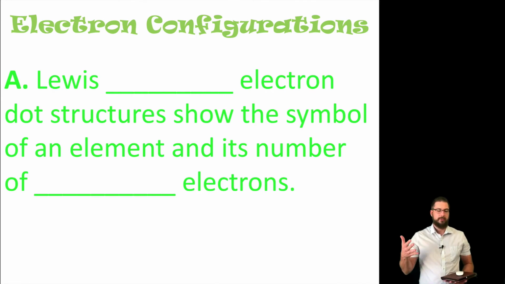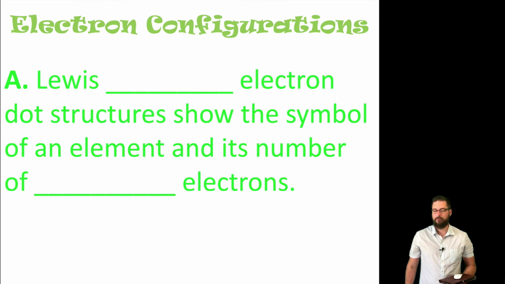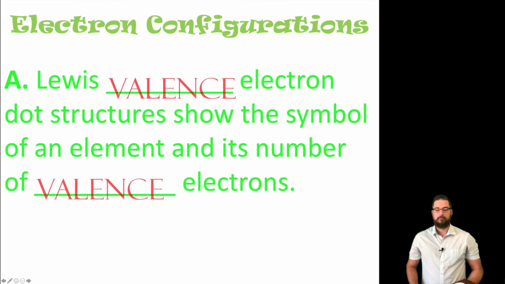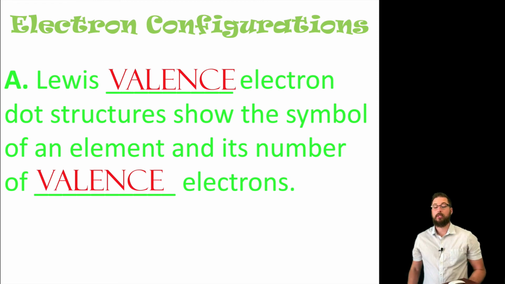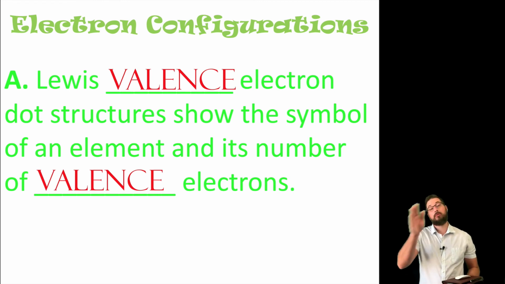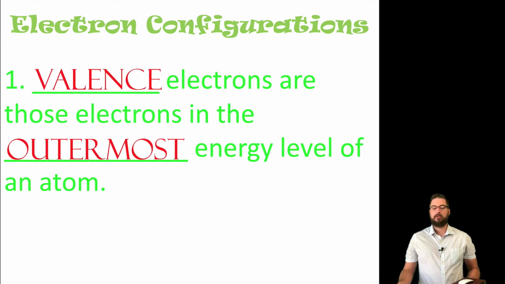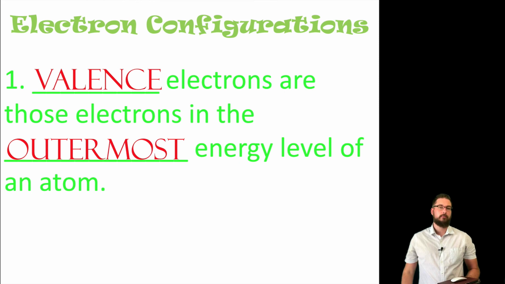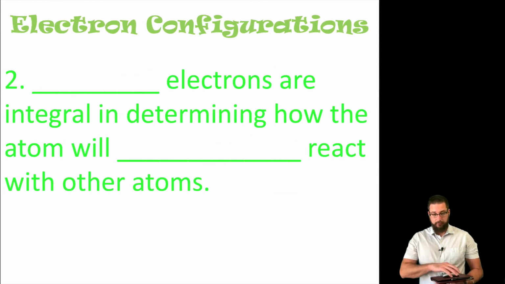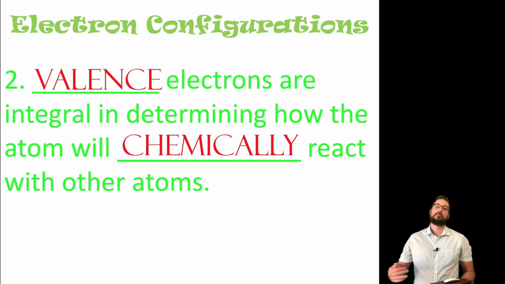All right, let's go ahead and talk about Lewis valence electron dot structures, which are very, very easy. Lewis valence electron dot structures show the symbol of an element with its valence electrons around that element. Valence electrons are the electrons on the outermost energy level, and they are very important in understanding how elements chemically react.